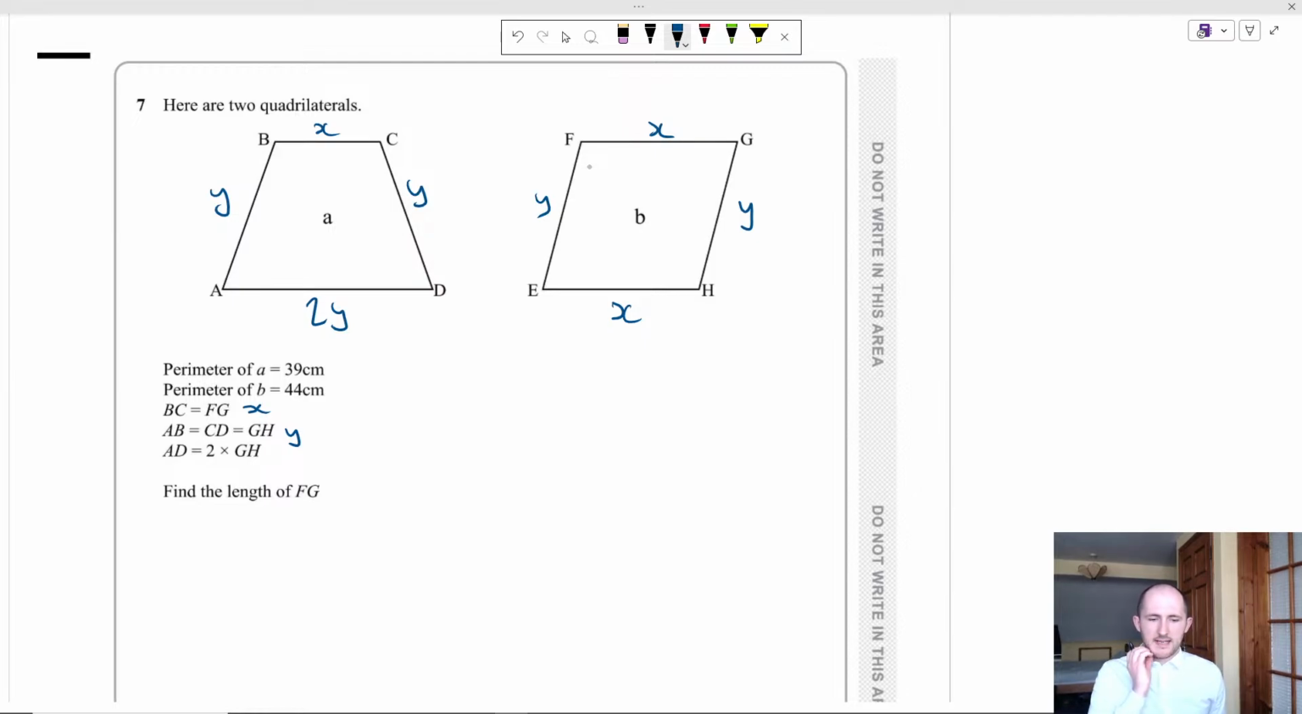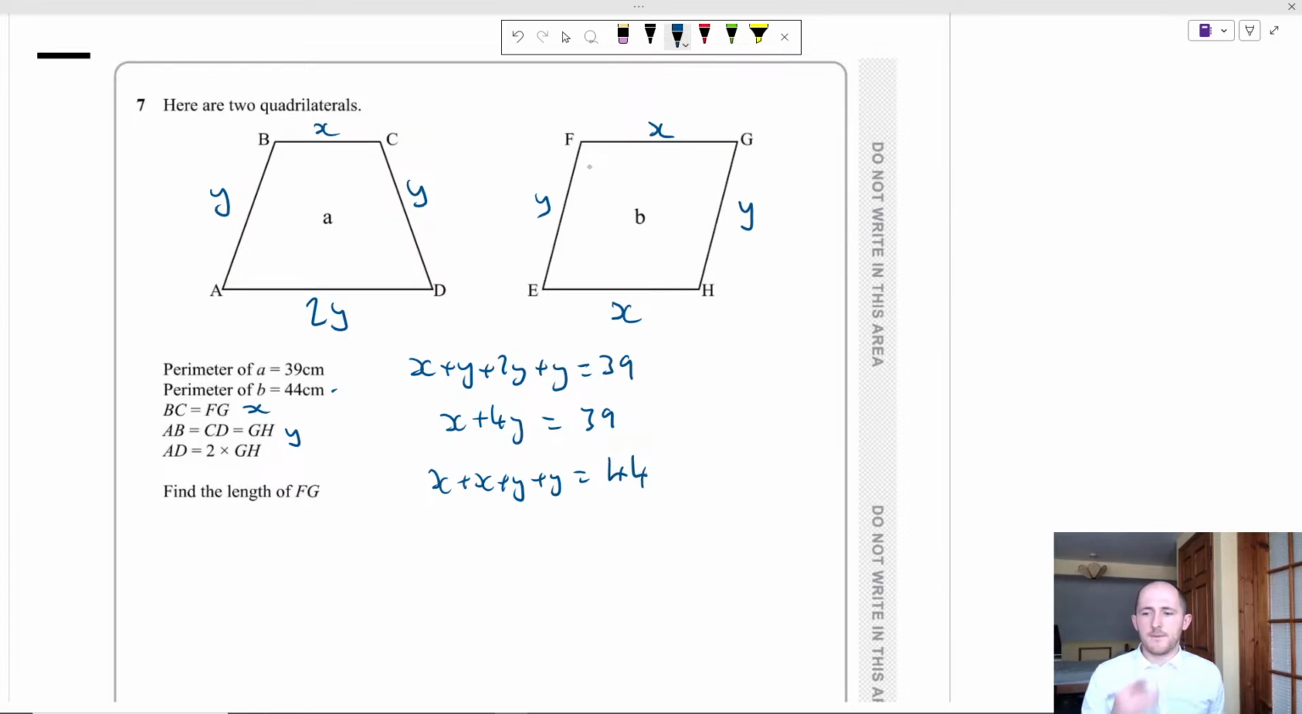Now it should be relatively okay. So, perimeter of A is 39, so what we get is we get x plus y plus 2y plus y equals 39. And if we simplify this a bit, we get x plus 4y equals 39. Perimeter of B is 44, so we get x plus y equals 44. What type of question is this? This is just geometry and algebra. So, solving geometry problems.